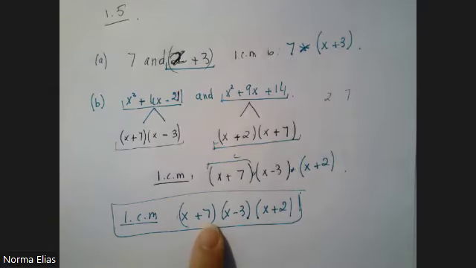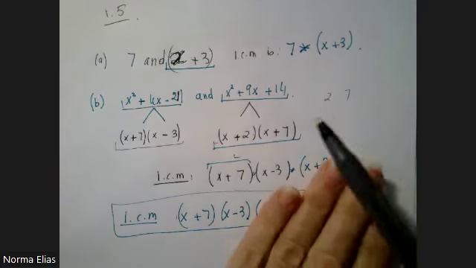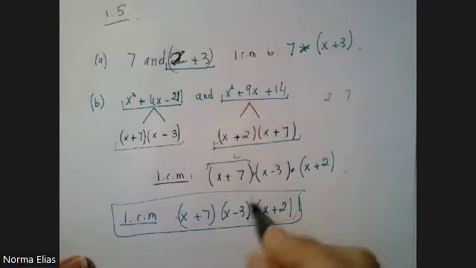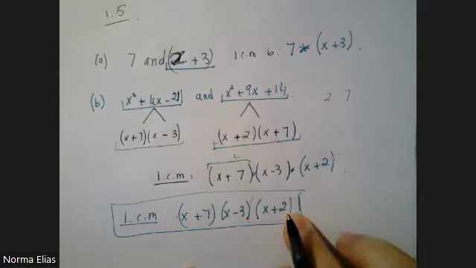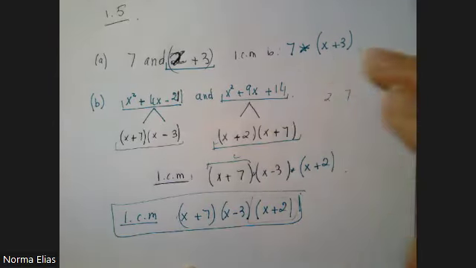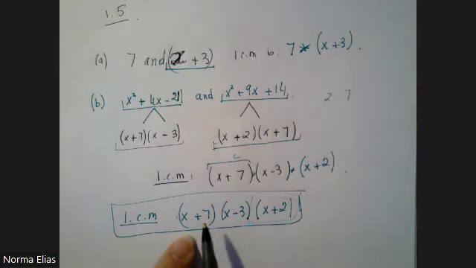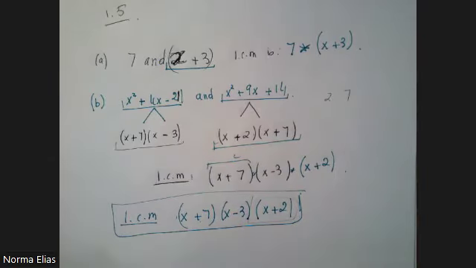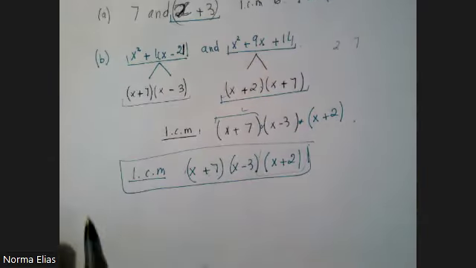So now this is a common multiple because I can write it as x plus 7 times x minus 3 times x plus 2. So it's a multiple of that. It's a multiple of this expression because I can write it as x plus 7 times x plus 2 times x minus 3.